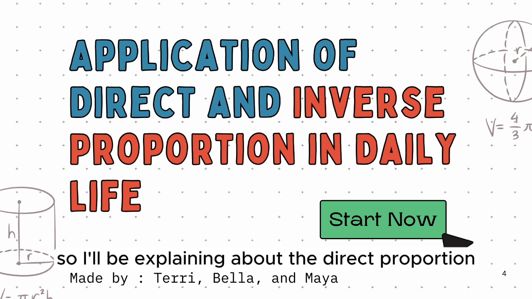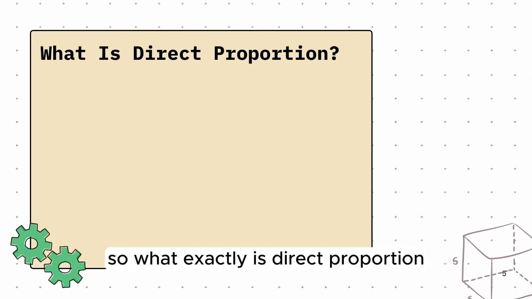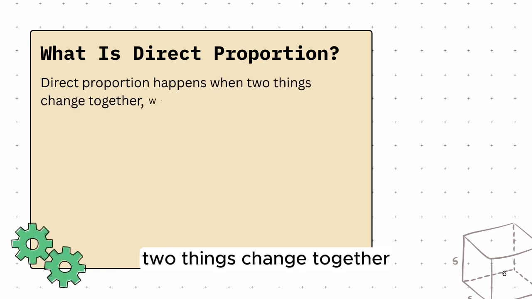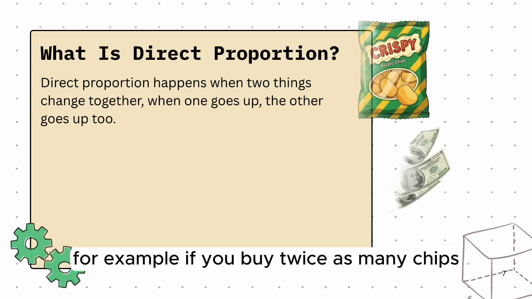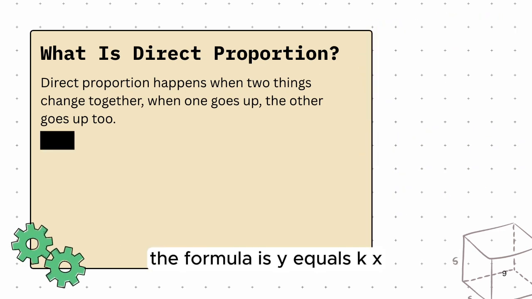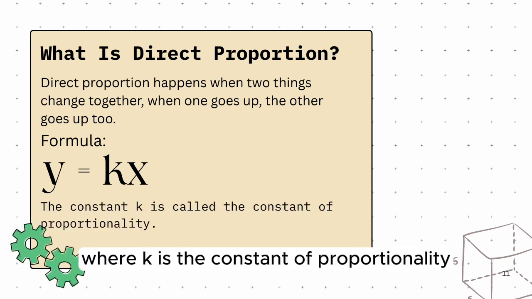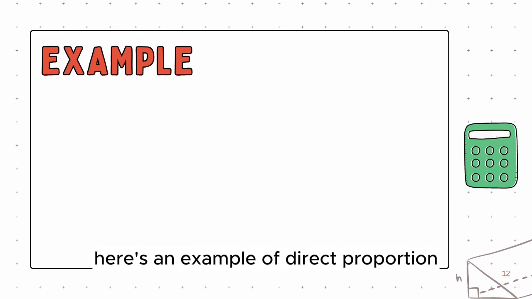So I'll be explaining about the direct proportion. So what exactly is direct proportion? Direct proportion happens when two things change together. When one goes up, the other goes up too. For example, if you buy twice as many chips, you spend twice as much money. The formula is y equals kx, where k is the constant of proportionality. Simple, right? Here's an example of direct proportion.